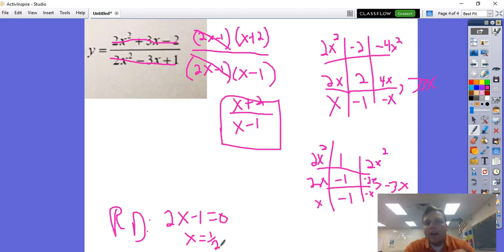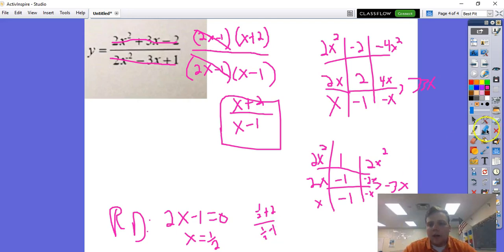You now need the y value, because remember, the hole is just a point. It's a point I don't get to include. That's all a removable discontinuity is. So it has an x value and a y value. This is my x value, 1/2. I plug into my new equation, so that's going to be 1/2 plus 2 divided by 1/2 minus 1.